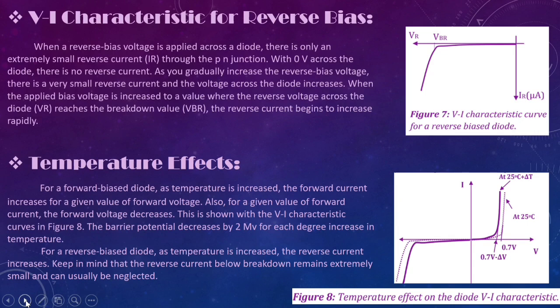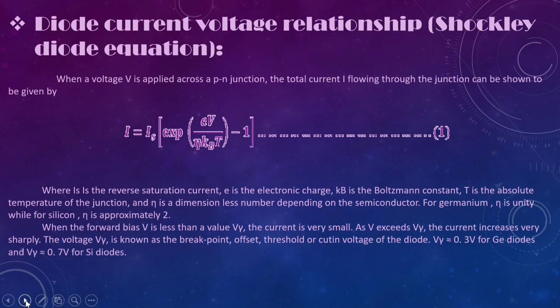Temperature effects. For a reverse bias diode, as temperature is increased, the reverse current increases. Keep in mind that the reverse current below breakdown remains extremely small and can usually be neglected. And for a forward bias diode, as temperature is increased, the forward current increases for a given value of forward voltage.